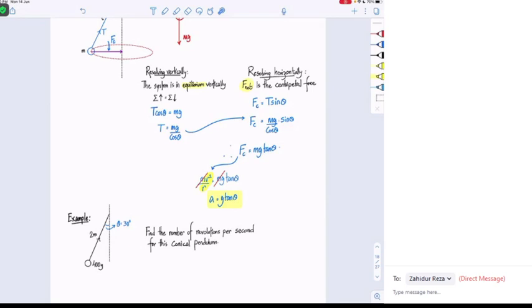So try to find out what's the value. This is revolutions per second, okay? Like frequency.